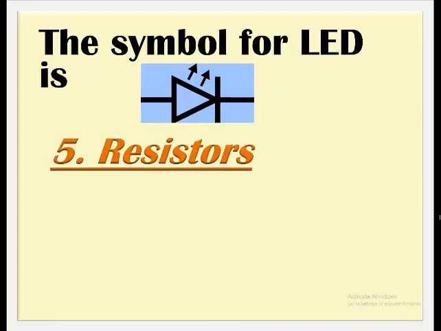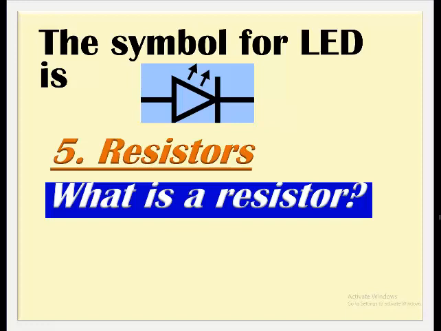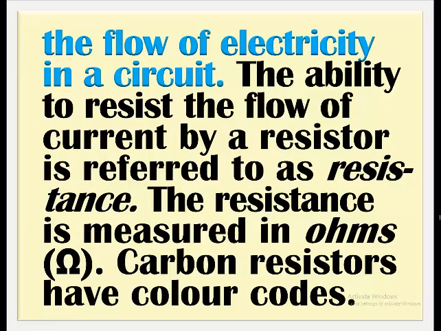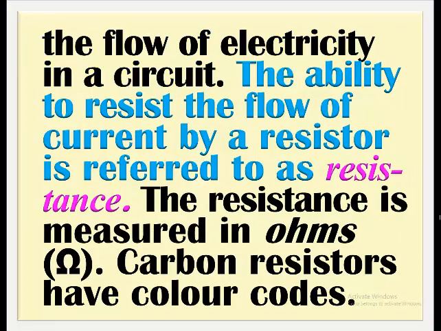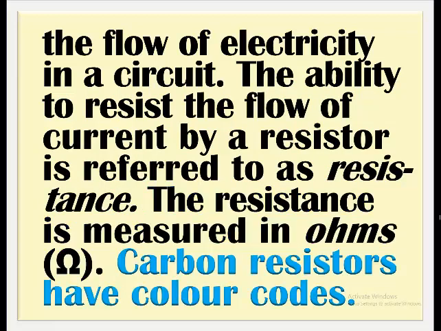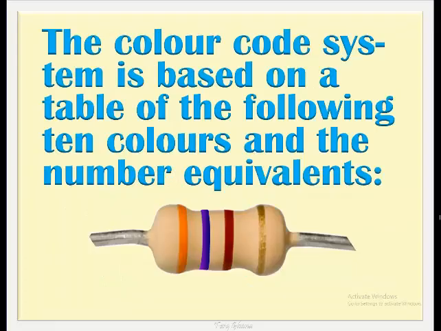5. Resistors. What is a resistor? A resistor is an electronic component used to control the flow of electricity in a circuit. The ability to resist the flow of current by a resistor is referred to as resistance. The resistance is measured in ohms. Carbon resistors have color codes. The color code system is based on a table of the following 10 colors and the number equivalents.